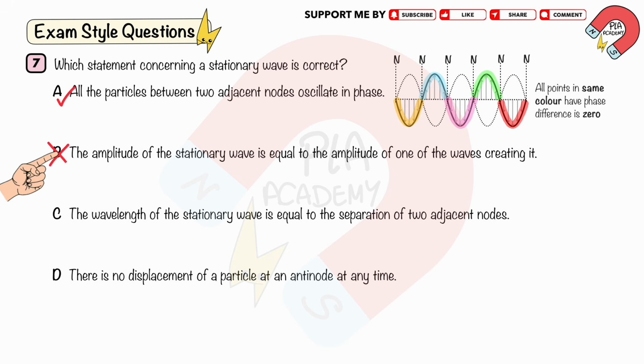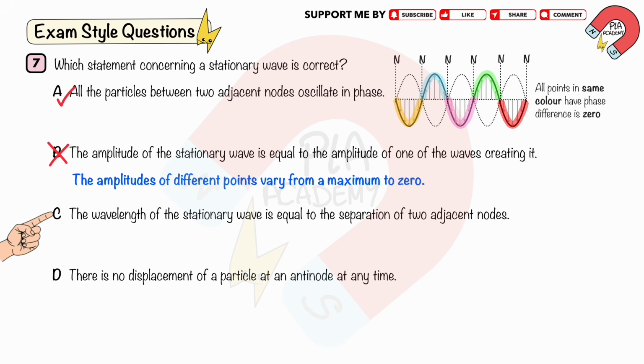This is incorrect. The amplitude of a standing wave varies from 0 at the nodes to a maximum, which can be twice the amplitude of the individual waves at the antinodes. Choice C. The wavelength of the stationary wave is equal to the separation of two adjacent nodes. This is incorrect. The distance between two adjacent nodes is half a wavelength.